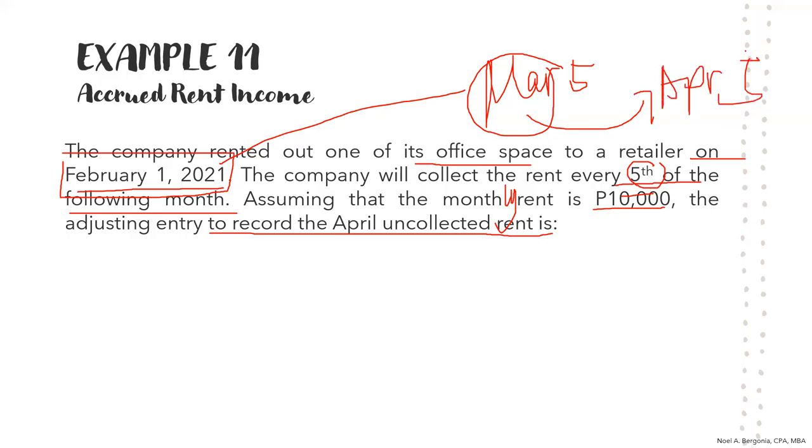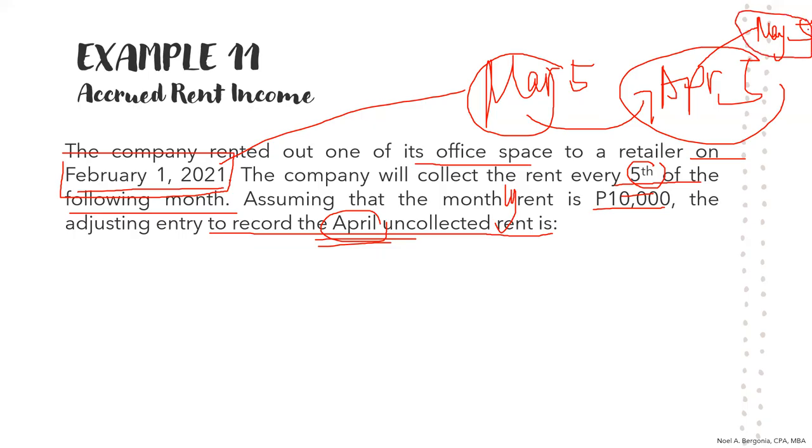Ngayon, yung para sa buwan ng April, kailan babayaran yan? Sa May pa. Okay, so May 5 pa mababayaran. So as of the end of April, yung para sa April month ay utang pa. Okay, so assuming that the company reports monthly, naka-monthly accounting tayo, ang kailangan nating i-adjust on April 30 is yung babayaran on May 5.